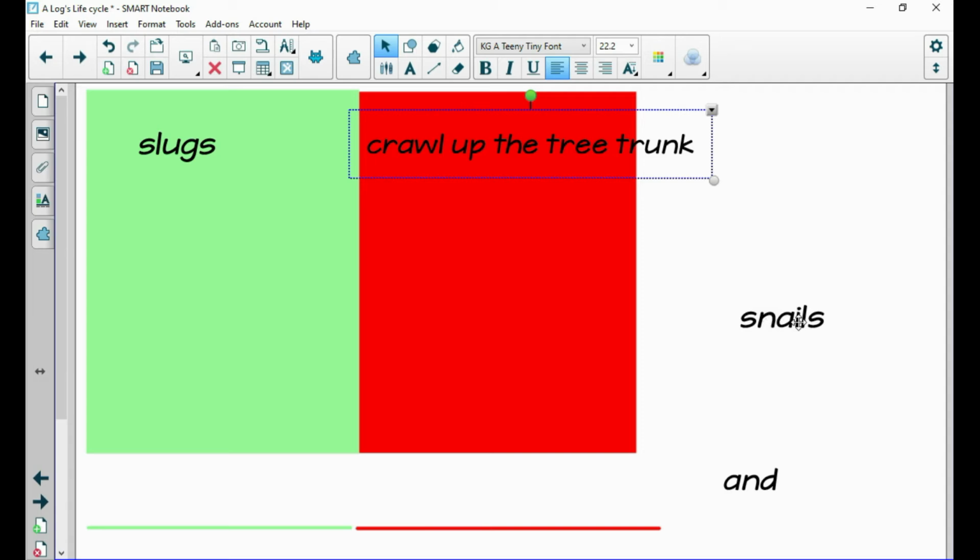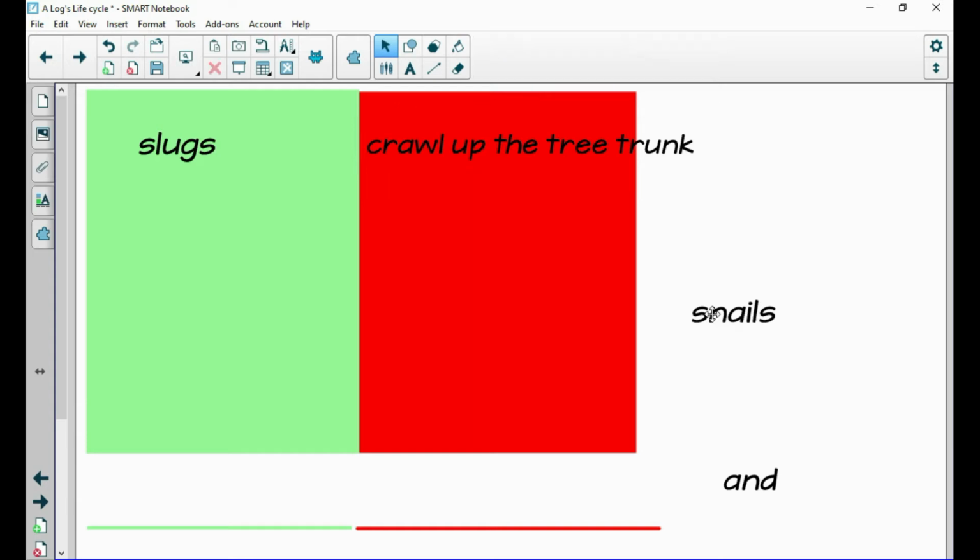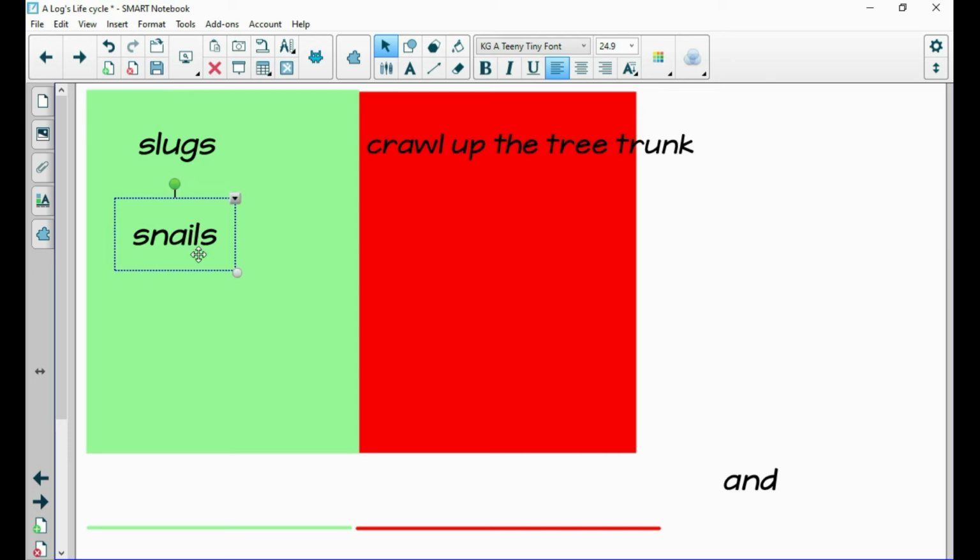All right, the last one is snails. Is snails a subject? Does it tell an animal, a person, a thing? Or is it telling what an animal, person, or thing could do? It's an animal, right? It's snails. All right, so we see now that we have two subjects. We have slugs and we have the word snails. That's two subjects. Okay, now I'm going to read you this part. Crawl up the tree trunk. That's one predicate.